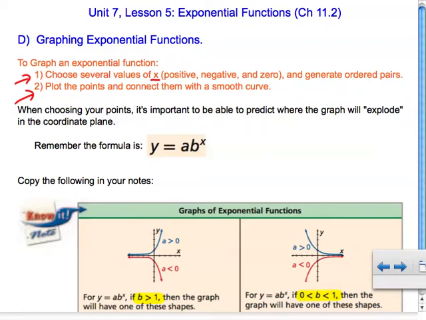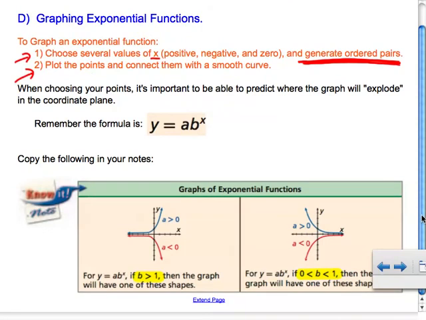Choose several values of x, plot the points. Once you get them, generate ordered pairs, that's important. Choose several values of x, plug them into your formula, just like we did in the first slide of this lesson, and find out what y has to be. Plot the points and connect them with a smooth curve. This table right here is almost something that you just have to commit to memory.